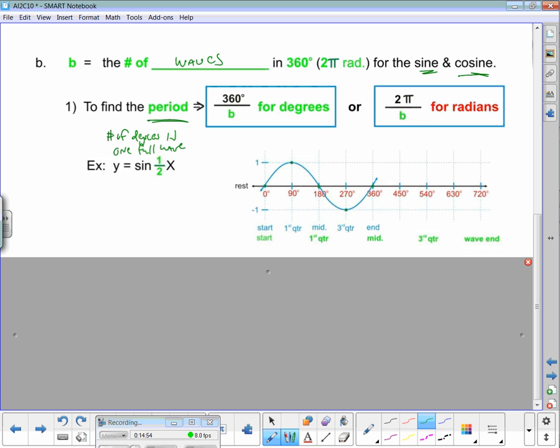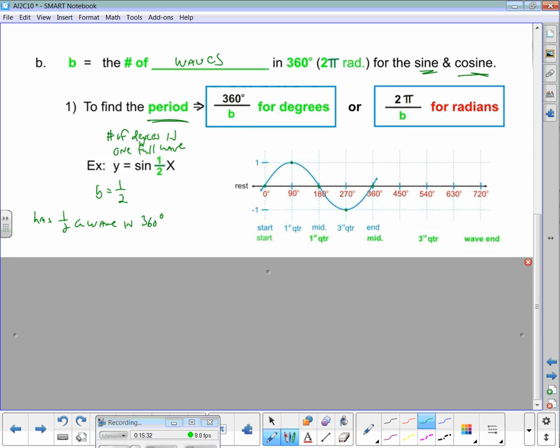So using color, obviously you can see that the B equals 1/2, right? Hopefully that's obvious. B is a half in our example here. So here's what I'm saying. This one has 1/2 a wave in 360 degrees, because the b value is a half. Right? It has 1/2 a wave in 360 degrees, because the b tells you how many waves in a normal 360 or 2 pi.